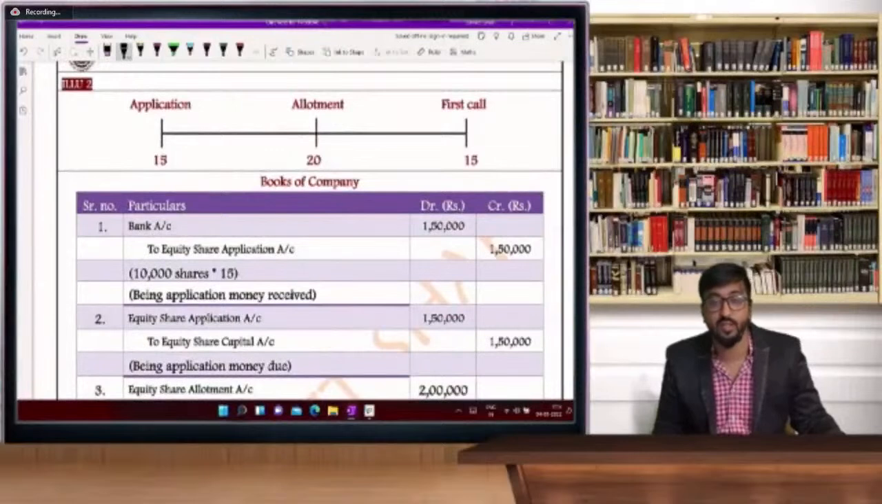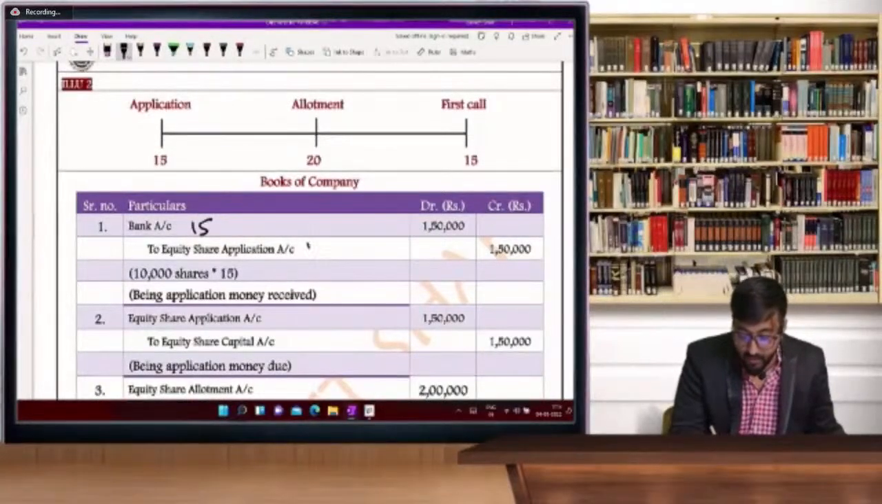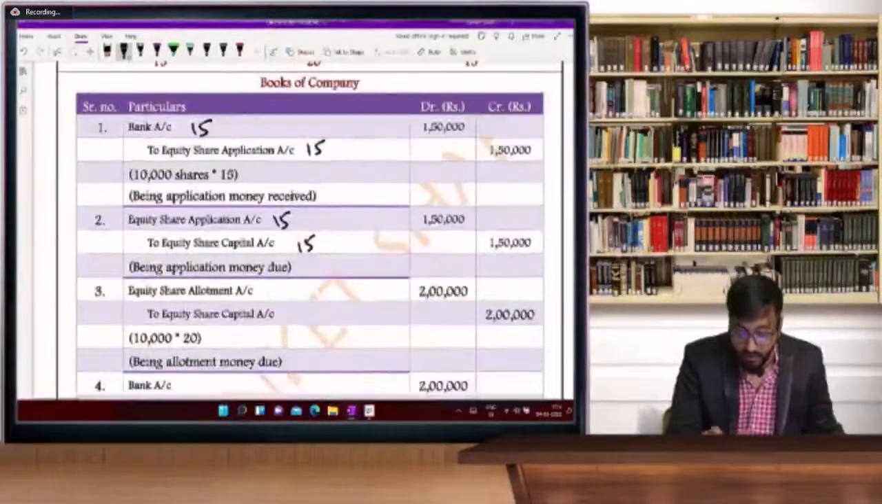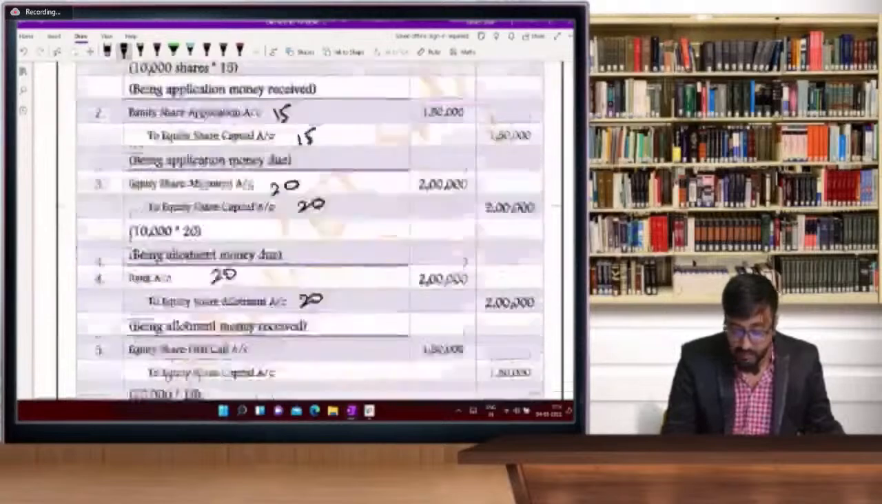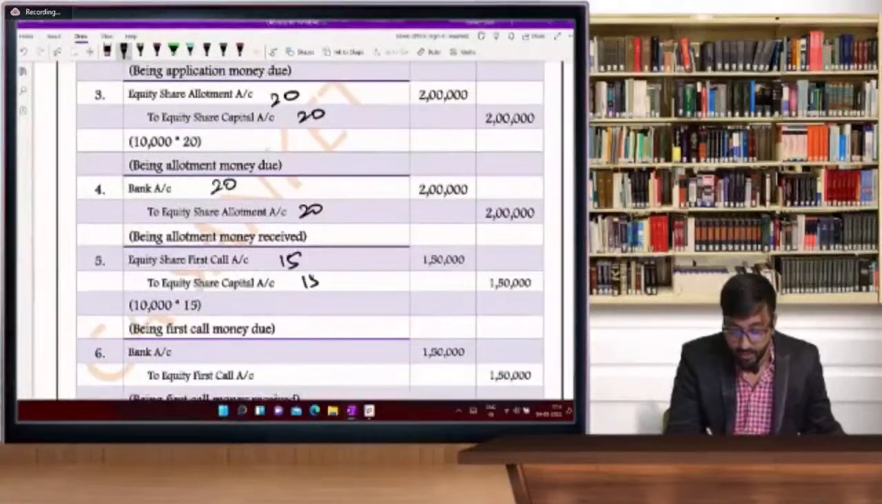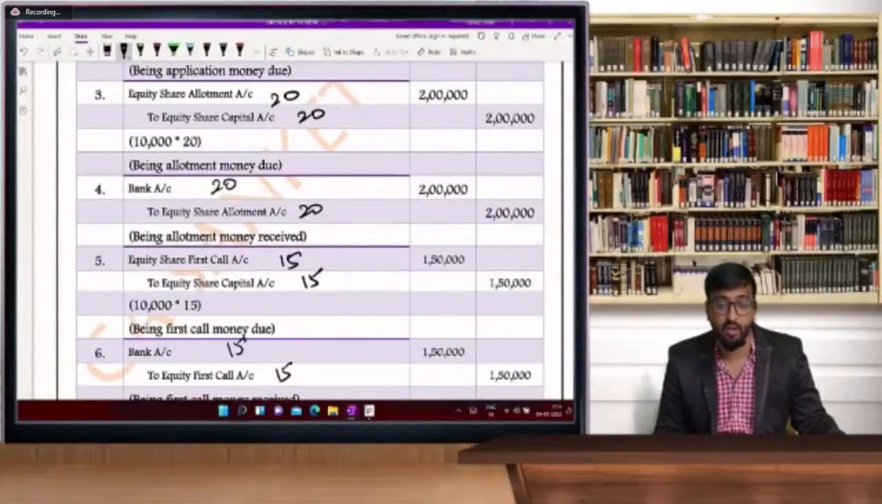Yes, you know the Sanket's diagram presentation: application, allotment, first call. So for one share, it is bank account debit 15, 15. Then equity share application to equity share capital 15, 15. Next is bank to equity share allotment, equity share allotment to equity share capital, 20, 20. And first call: bank account debit to first call, first call to equity share capital. This is really a very easy question, and you will just multiply by the number of shares, that is 10,000 shares.